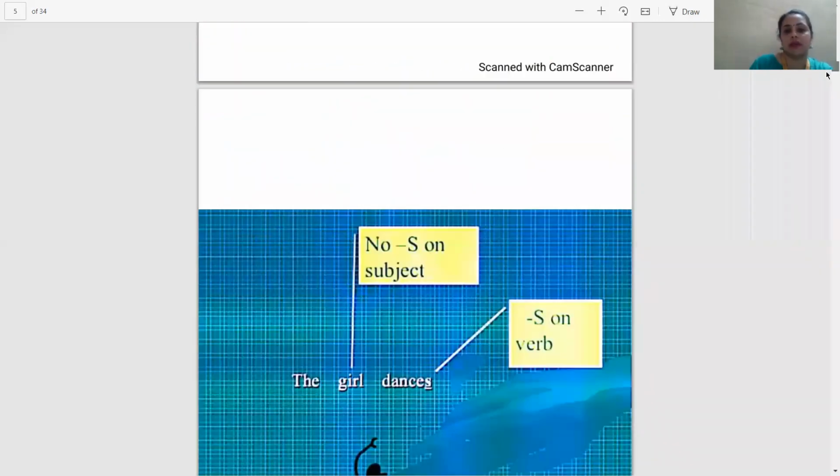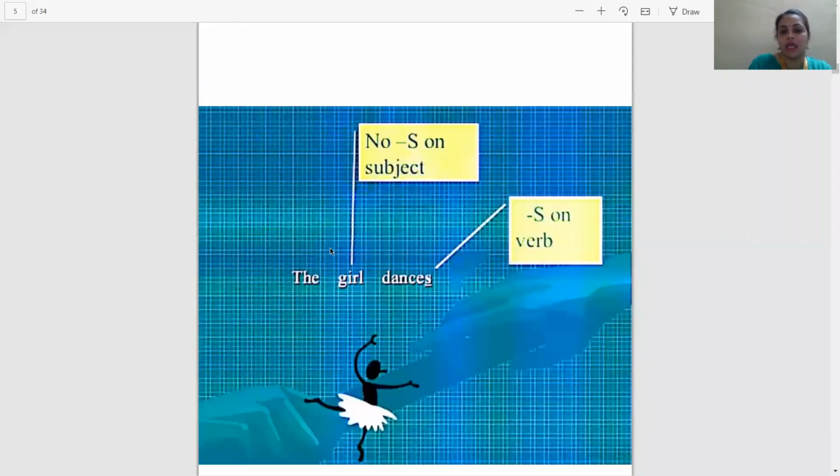Just look at this. What does this slide say? The sentence is, the girl dances. Can you see any s with girl? No, that means girl is singular. The subject is singular, right? There is no s on the subject. So where will that s be? And where will you find that s now? If the subject is without s, that means if the subject is singular, then the s will be on the verb. I hope now this is clear to you.